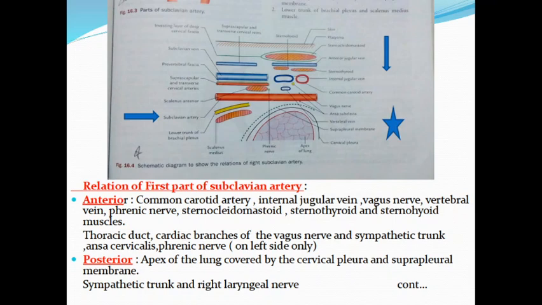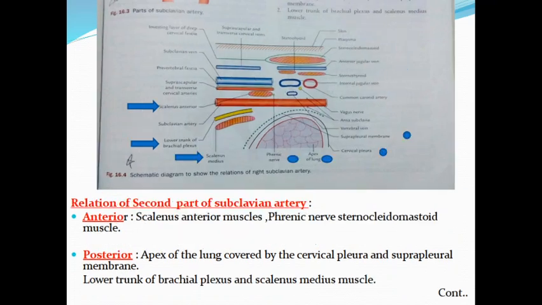Now the posterior relation which I have marked with blue star, that is the apex of the lung covered by the cervical pleura and suprapleural membrane, the sympathetic trunk and right recurrent laryngeal nerve. Now we'll see the relations of second part of subclavian artery. So in the diagram you can see the scalenus anterior muscle which I have marked with blue arrow, phrenic nerve, sternocleidomastoid muscle. Posterior relations are apex of the lung covered by the cervical pleura and suprapleural membrane, the lower trunk of brachial plexus and scalenus medius muscle.